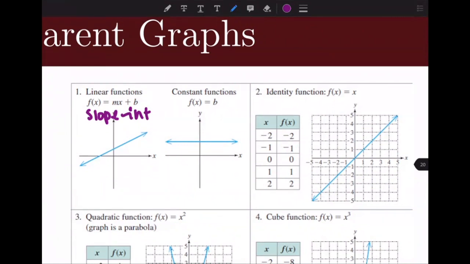Next, we'll talk about the identity function. The identity function is called such a thing because when x equals 1, y is also going to equal 1. When x is 5, y is 5. When x is negative 3, y is negative 3, etc. You can see here in the table that all the x's and all the f of x's, which we also call the y's, are the same.